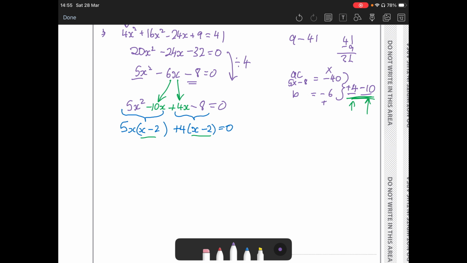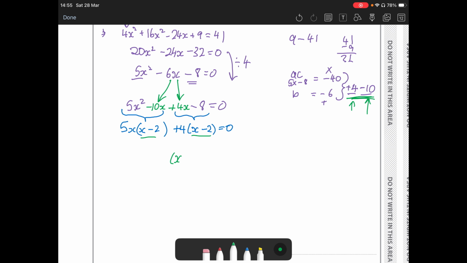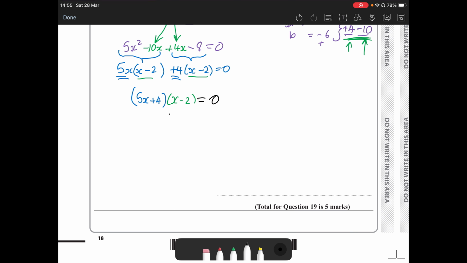So look, the second bracket will be x minus 2 from above. But in my first bracket, I'm going to put that and that, so 5x plus 4. And again, remember, this all equals 0. So we're almost done now. You'll notice that we get 2 possible values of x. Actually, I'm going to write it on the right-hand side. Either the first bracket, x minus 2, is 0, hence x is 2.